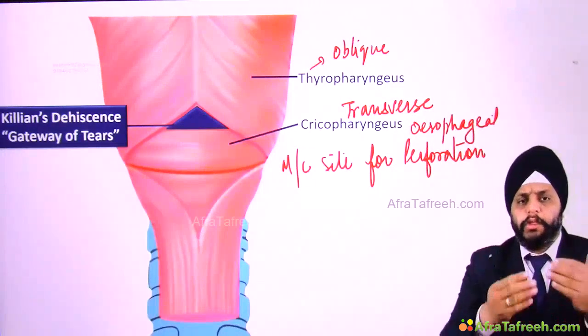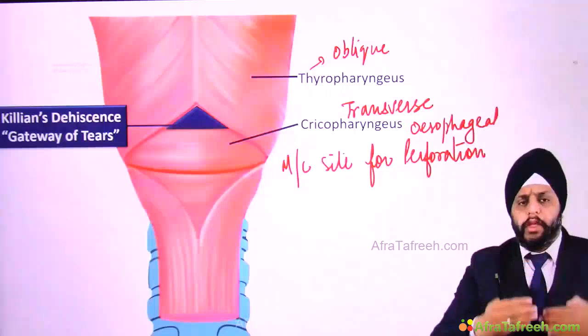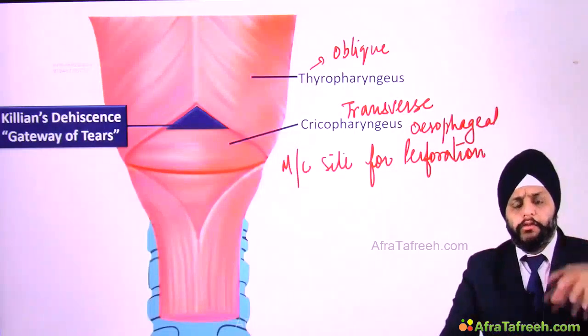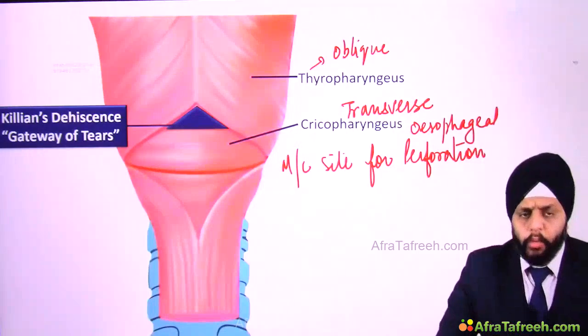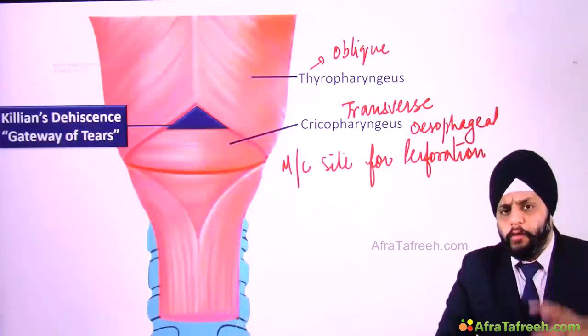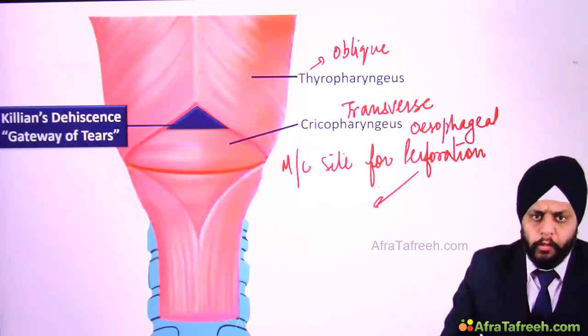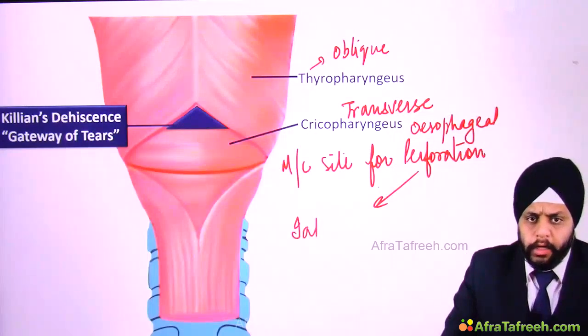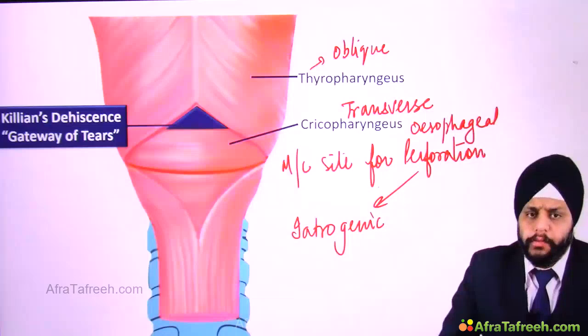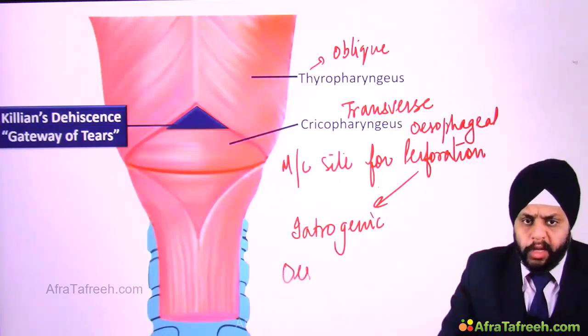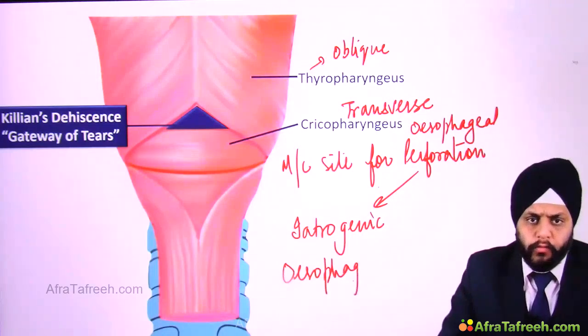Remember, just below the cricopharyngeus, we have the esophagus. So the esophageal perforation starts from here. What is the most common cause for esophageal perforation? The most common cause is iatrogenic, and with iatrogenic I mean esophagoscopy.